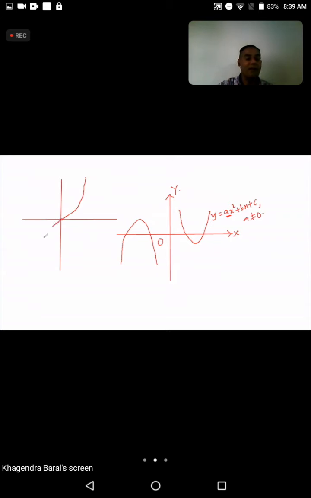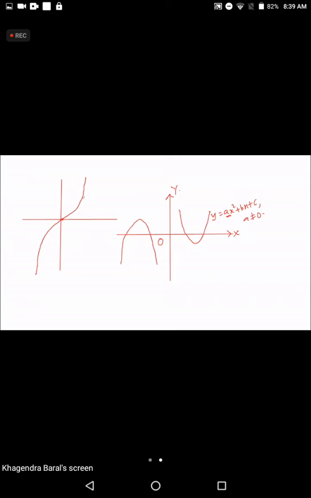It is the graph of the cubic function y is equal to x cube. And if we draw the graph of another cubic function, then we get the pattern is the same. Maybe starting from here, it is called the vertex. This point is called the vertex, and we get the graph like this.